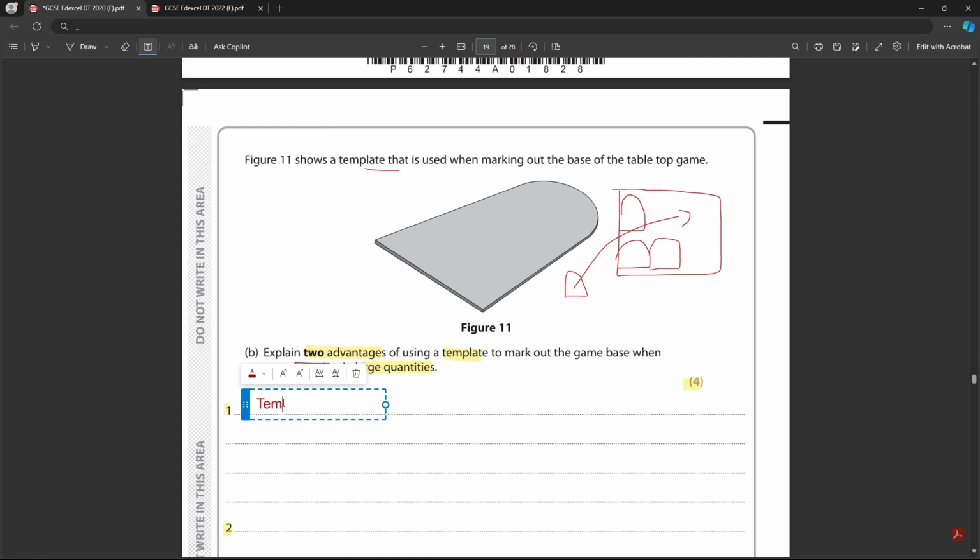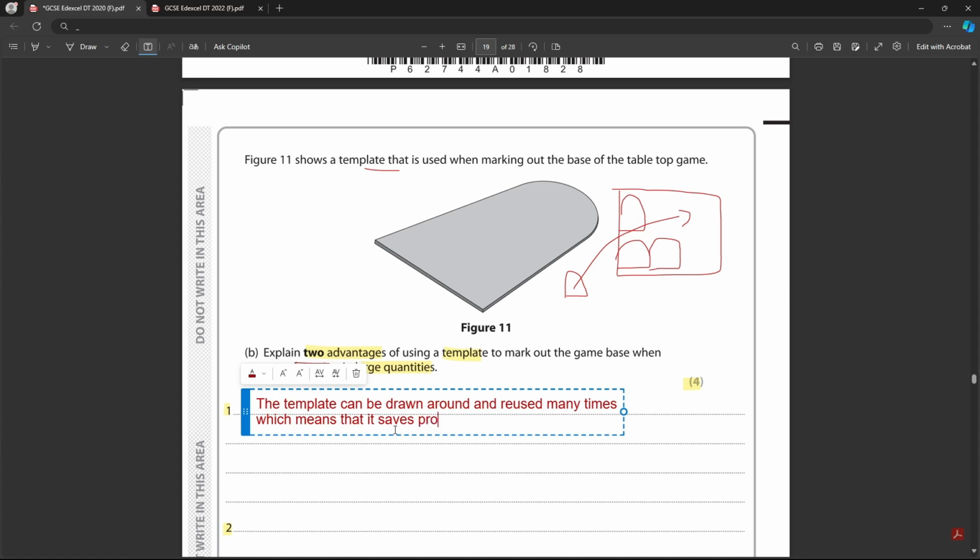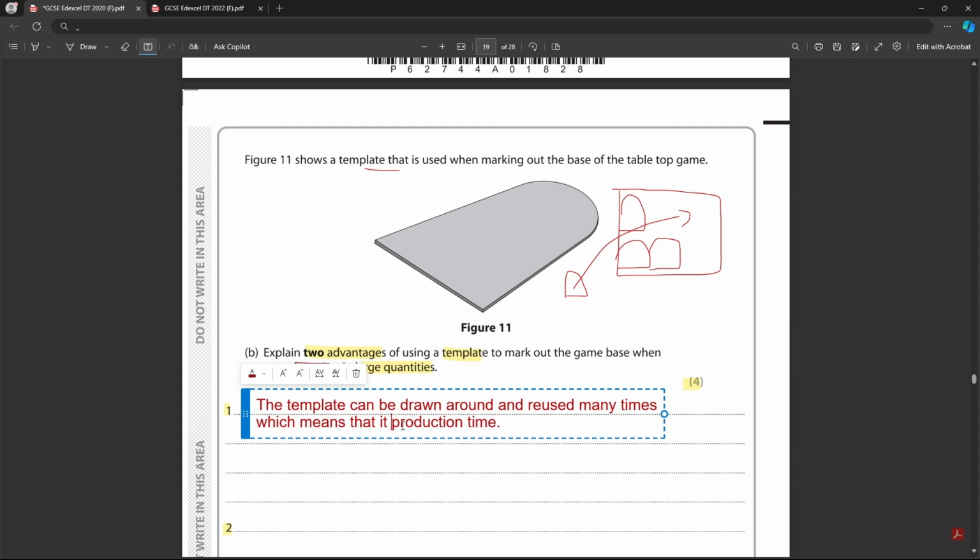So the template can be reused and can be drawn around and reused many times. That's my point. Whenever it's a 2-mark question, you have to give a point and one explanation. So the template can be drawn around and reused many times, which means that it saves production time. Simple as that. Or even just say, which means that it takes less time.